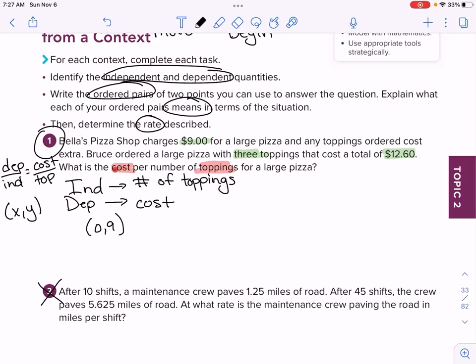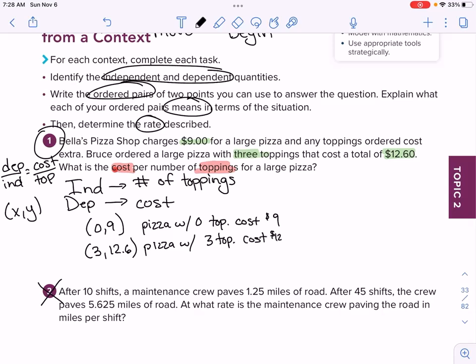We'll say a pizza with 0 toppings, I'm going to abbreviate, costs $9. And then the other thing here: instead of 0 toppings, there was some information with 3 toppings. 3 toppings, and that cost us $12.60. I'll put 12.6. It means the same thing. This is a pizza with 3 toppings costs $12.60.